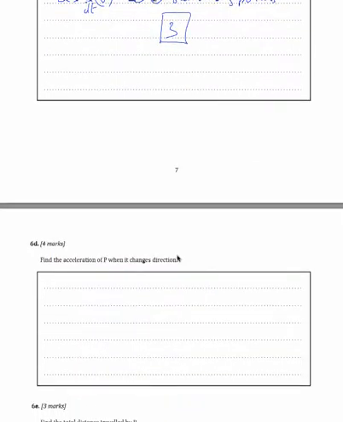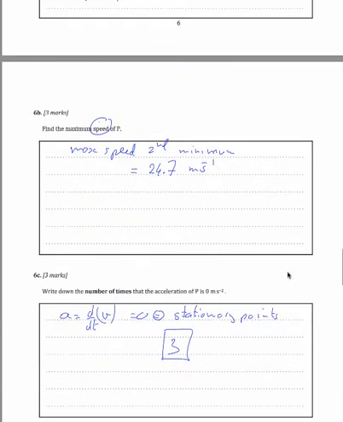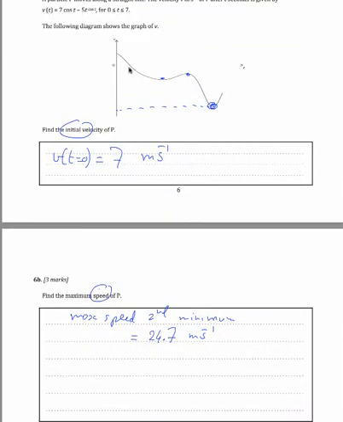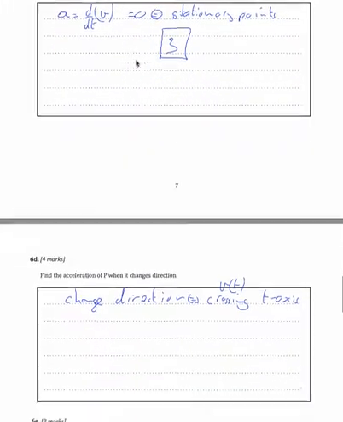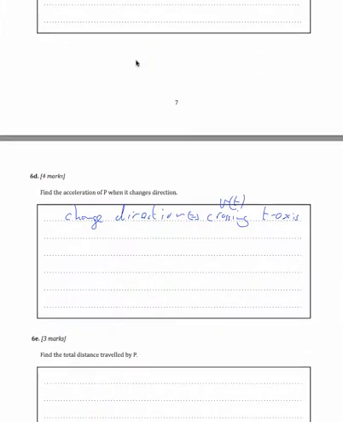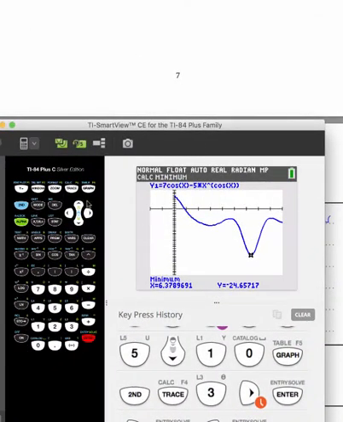That was simple. Find the acceleration when P changes direction. All right, change direction is the same as v of t crossing the t-axis, which is there. So I need to find the acceleration. To find the acceleration, I first need to find the time. Well, I still have the function, so I'm looking for the value over there.